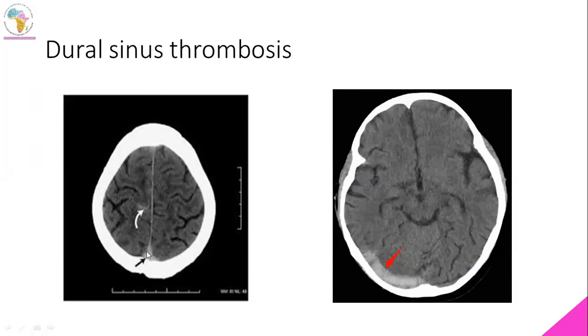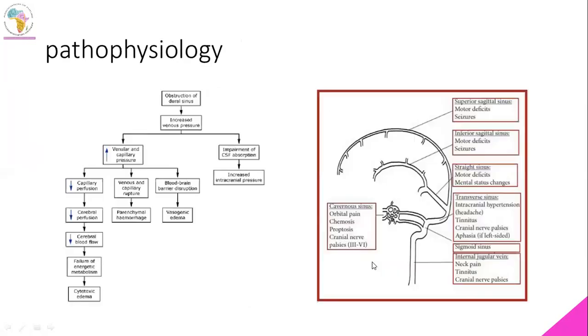It can occur in the superior sagittal sinus or in the transverse sinus, and usually it will appear on the CT as a hyperdense lesion. We call it the delta sign, where we can see the hyperdensity along the transverse sinus, which signifies a thrombosis.